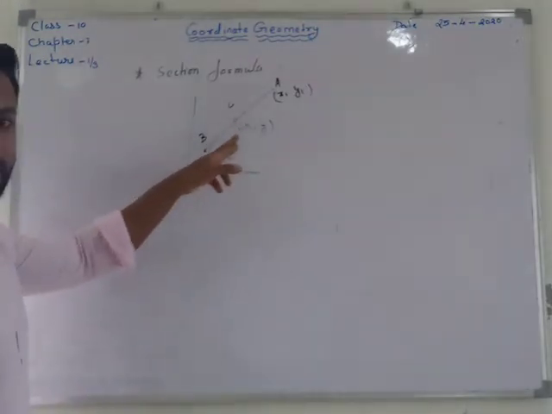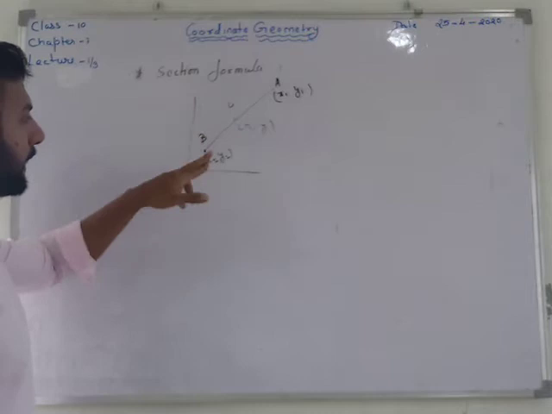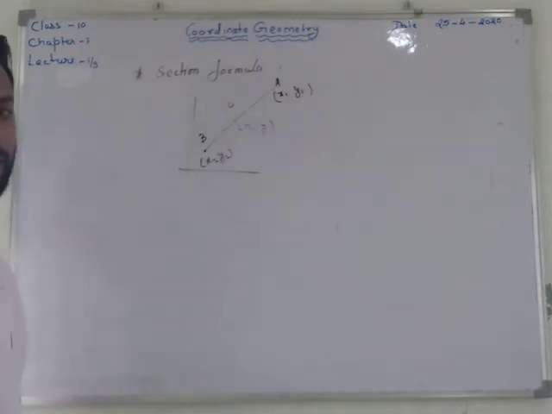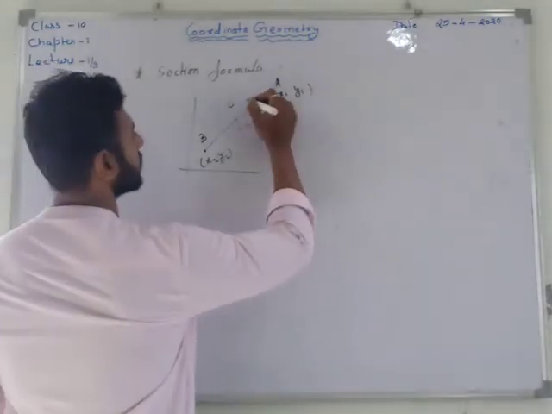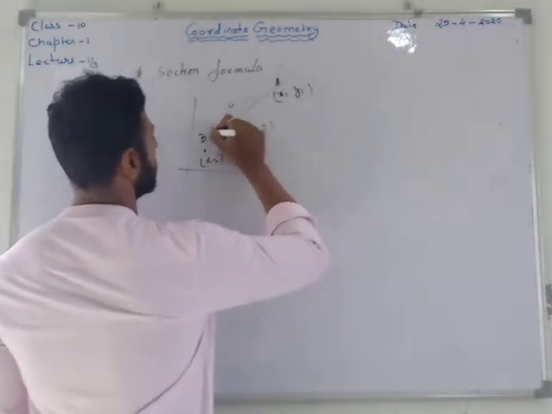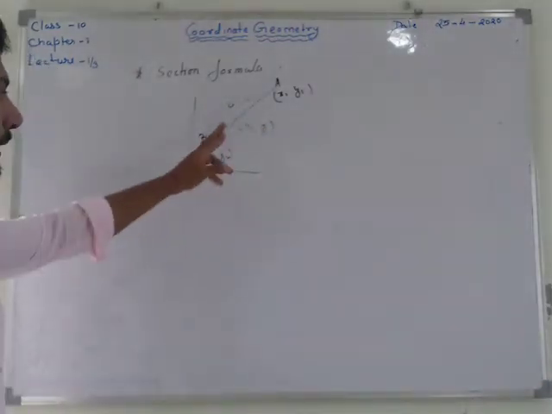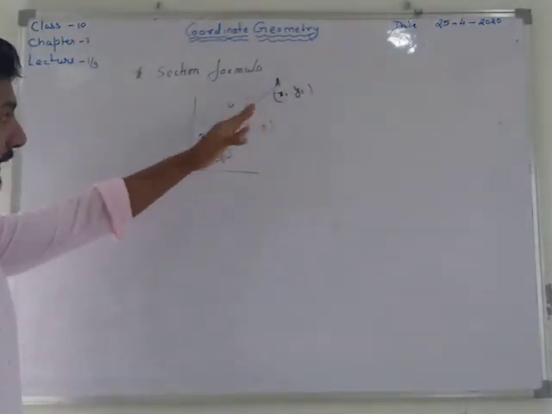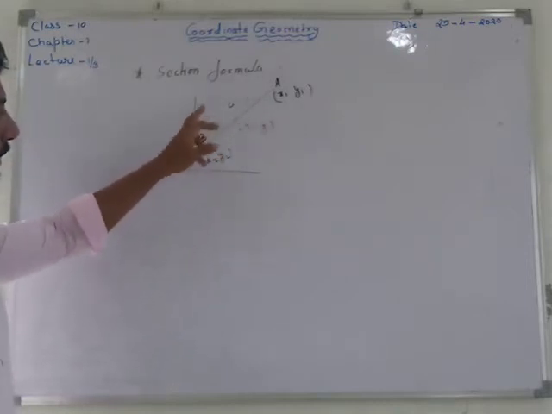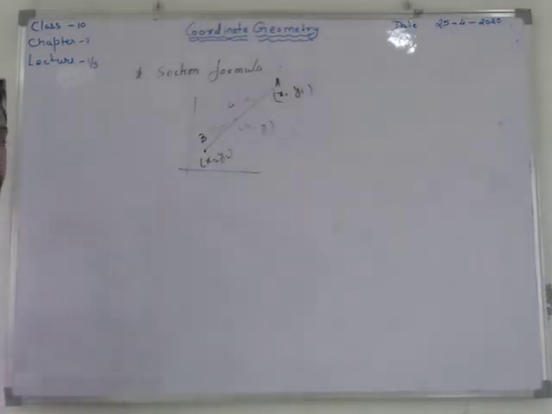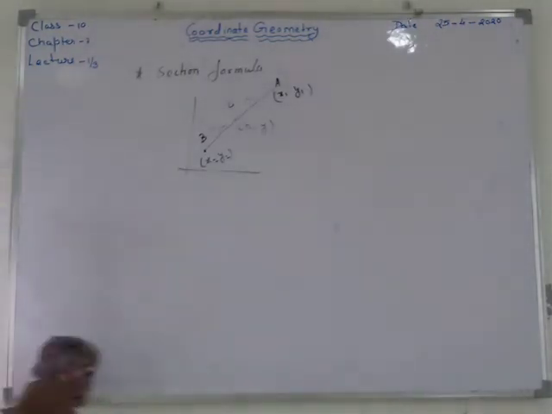And this point C, which is in between point A and B, is dividing the line AB in the ratio m1 to m2. This is m1, this is m2. We have to identify the coordinates x and y.